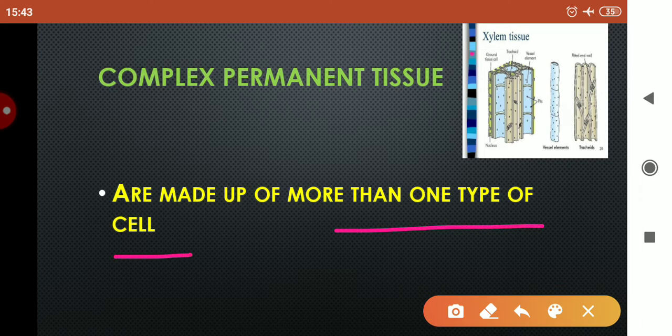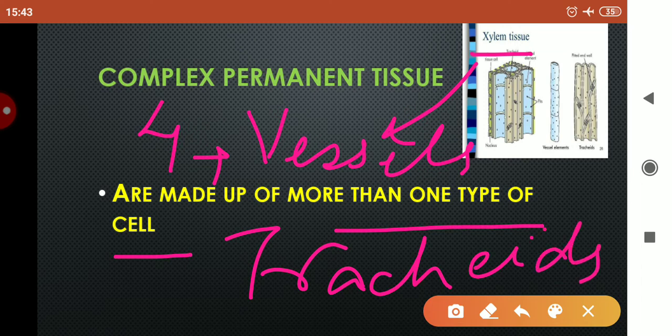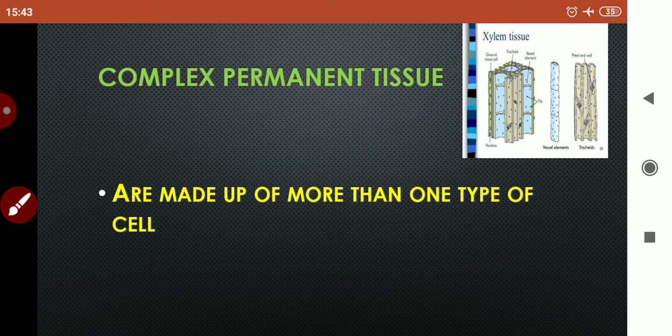Example here is xylem tissue. Xylem tissue is made up of four types of cells. The four types of cells are xylem vessels, tracheids, xylem parenchyma and xylem fibers. All the four types of cells are present in the xylem tissue and they all together perform the function of conduction of water and minerals in plants.